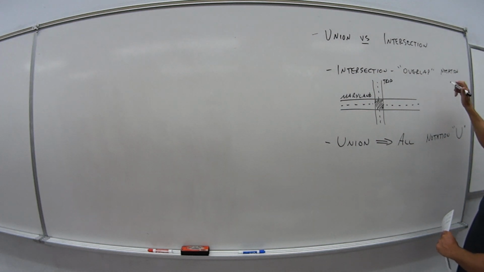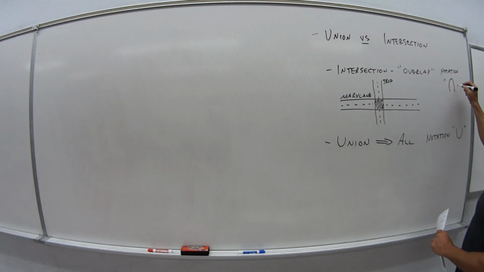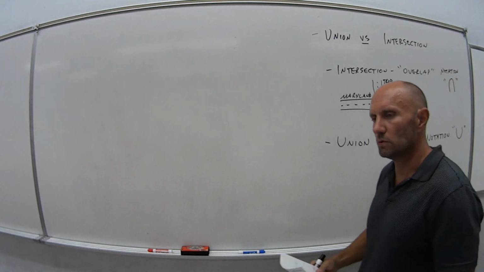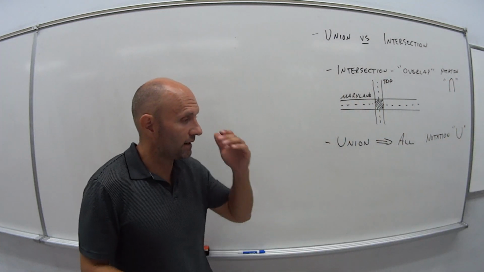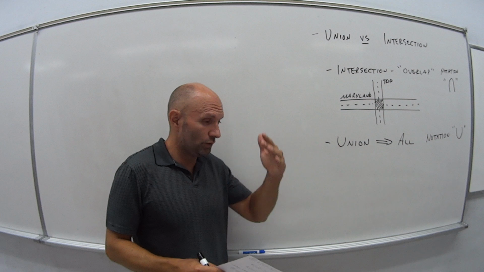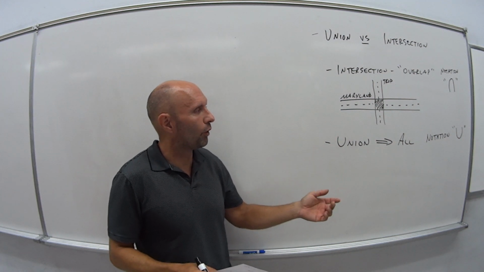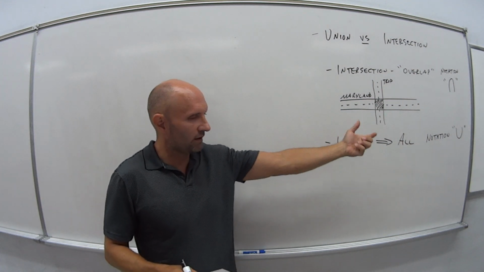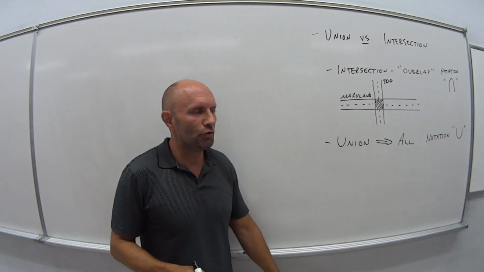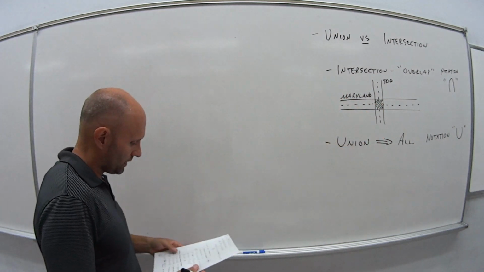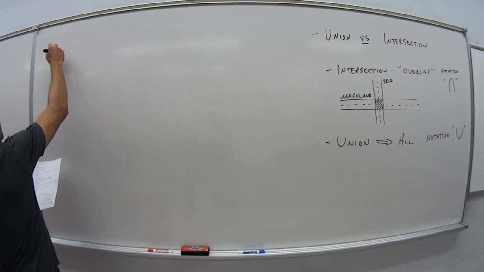So the notation for intersection is an upside down U. If you get confused on an exam and wonder, is this the union or the intersection he's asking for? If it has two sets, if it's a U, it means it's the union. If it's an upside down U, it's the intersection. So let's look at an example.